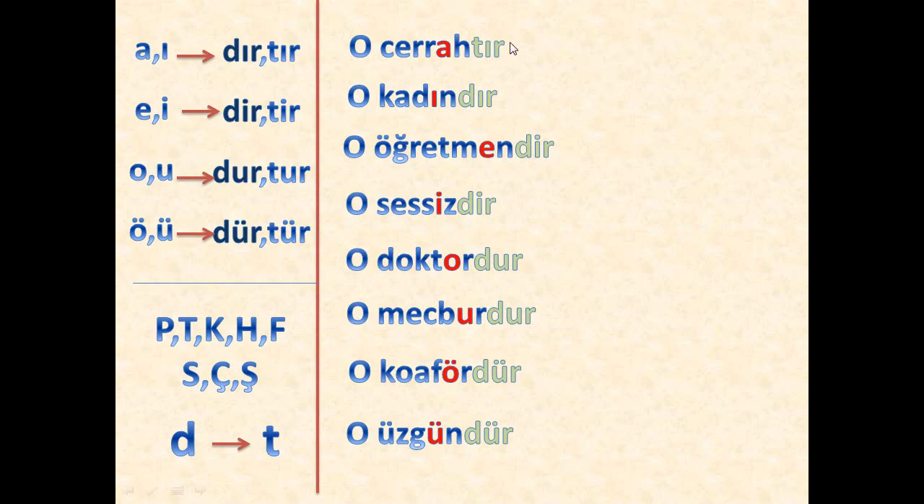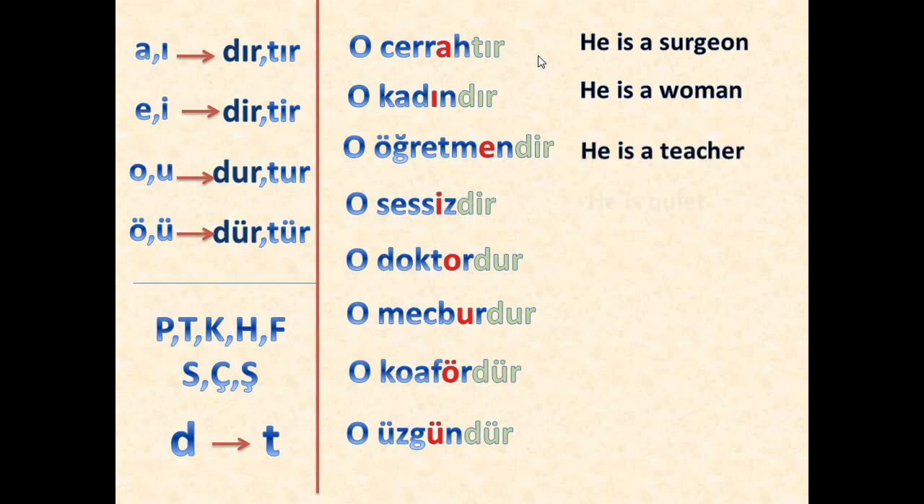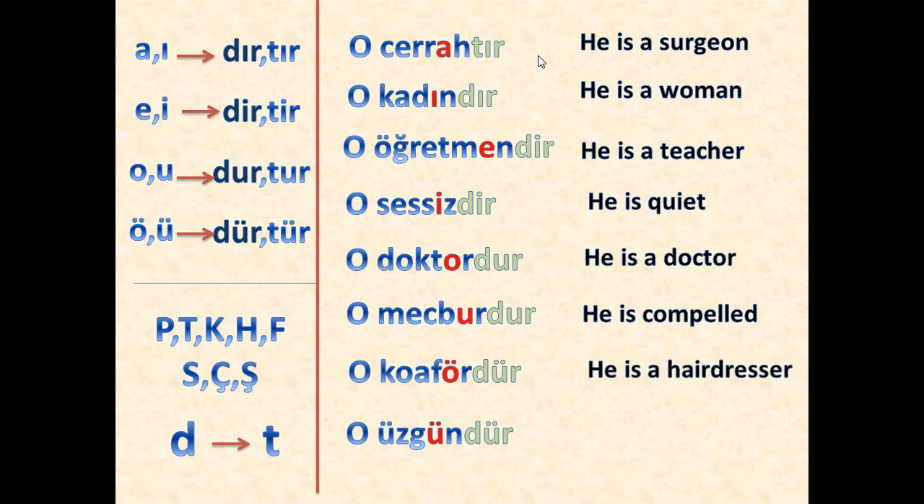So, let's go through the meaning. O cerrahtır, he's a surgeon. O kadındır, he's a woman. He's a woman, if she is a woman. Oh my God. Anyway, my mistake. O öğretmendir, he is a teacher. O sessizdir, he is quiet. O doktordur, he is a doctor. O mecburdur, he is compelled. O kuafördür, he is a hairdresser. O üzgündür, he is sad. He is a woman. I'm not going to change this.